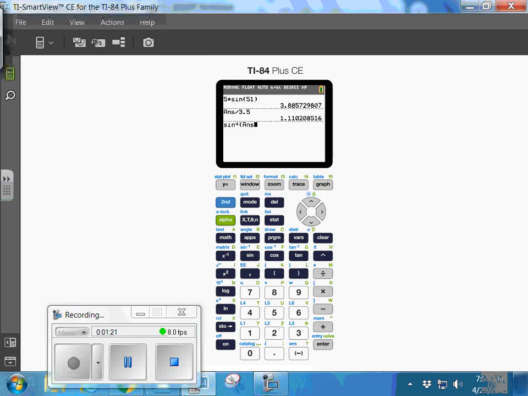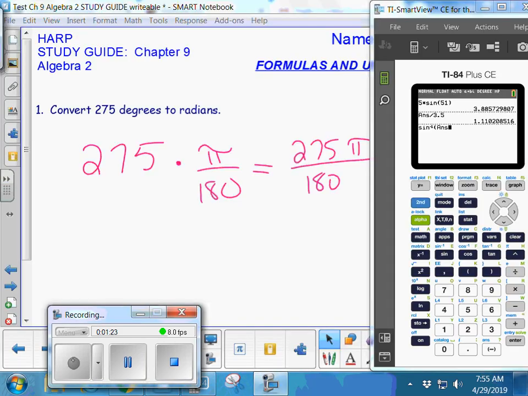Oh, I knew that would happen. So if you want to have the calculator reduce it for you, go 275 over 180, math, enter. Don't use the pi button. The pi button is irrational, cannot turn into a fraction. So it's 55 pi over 36.